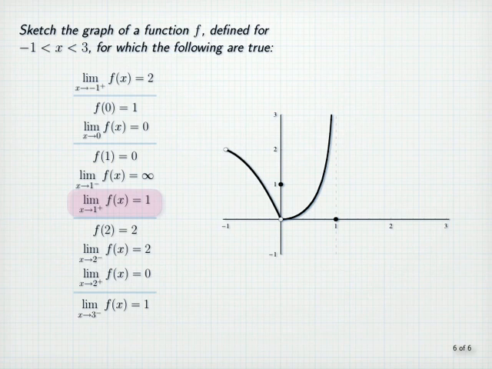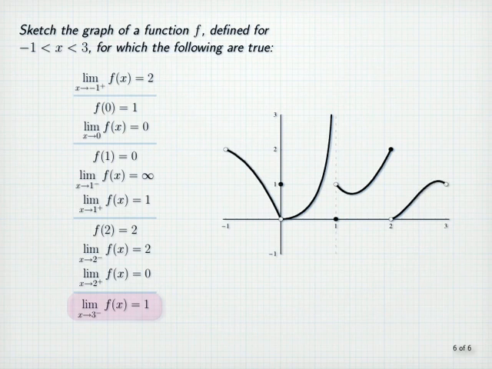Next, let's use the fact that the limit as x approaches 1 from the right is 1 to continue the graph past 1. The value at 2 and the left-sided limit as x approaches 2 are both 2, and so we plot the point 2, 2, and then sketch the graph for x between 1 and 2, something like this. Now, since the right-sided limit as x approaches 2 is 0, we continue the graph past 2 like this. And finally, we finish the graph making use of the fact that the limit as x approaches 3 from the left is equal to 1.